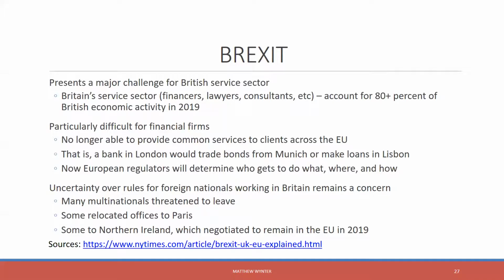Remember, we said that the trade of services has become incredibly important in the US and in the UK and in many other developed countries. Okay, so Britain's service sector, financiers, lawyers, consultants, medical, etc., they account for 80% of British economic activity in 2019. So this is particularly difficult for financial firms. It was the case that if I'm a bank, I'm able to provide common services to my clients across the EU.